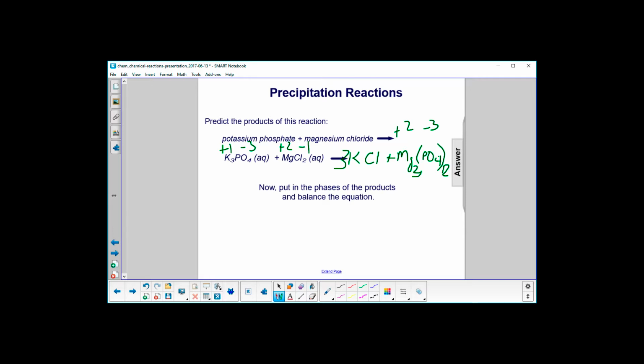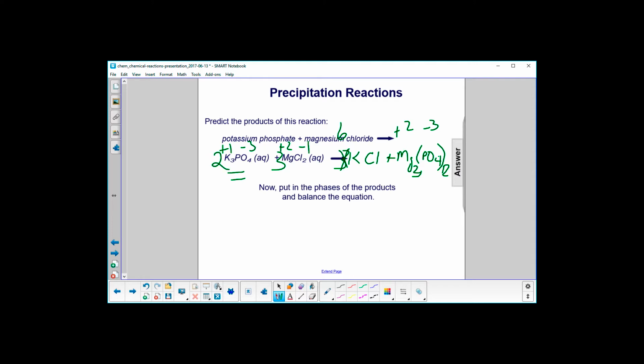Well, let's see. Let's go to magnesium. There's 3 magnesiums on the right. So let's put a 3 here in front of this. We now have 6 chlorines. Uh-oh. We only have 3 over here. Well, let's change this to a 6. Okay. And what do we have to do over here on this first one here? We only have 3 potassium. We have 6 there. So let's put a 2 there.